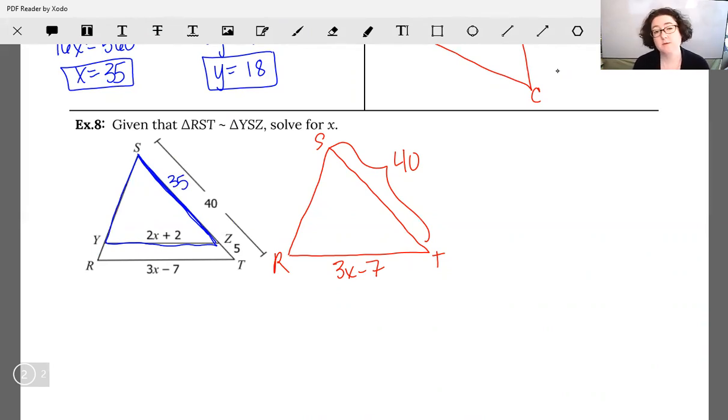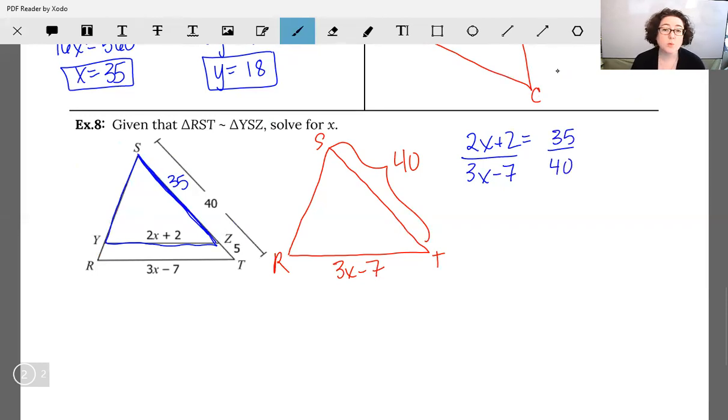Okay, so now would be a great time to pause the video and see if you can come up with a proportion before you check your work. Okay, let's see how you did. So I'm going to start with a 2x plus 2. So bottom side to bottom side, I'm going to compare that to 3x minus 7. So then right side to right side, 35 to 40.